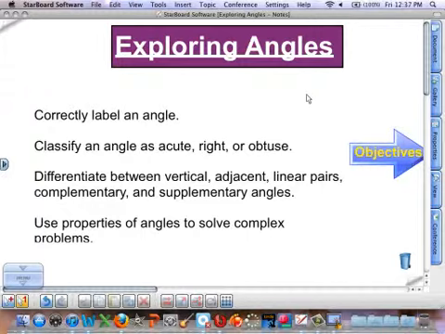I'm hoping you guys can already do the second objective. That's a grade school concept. Is this an acute angle, a right angle, or obtuse angle? So hopefully that's what you guys can already do. And then the third one there is something new for some of us, learning about vertical angles, adjacent angles, linear pairs, complementary and supplementary angles. And then we're going to use those properties in different types of problems.